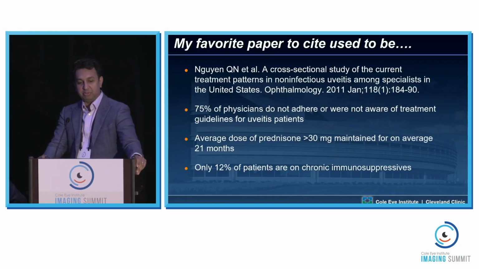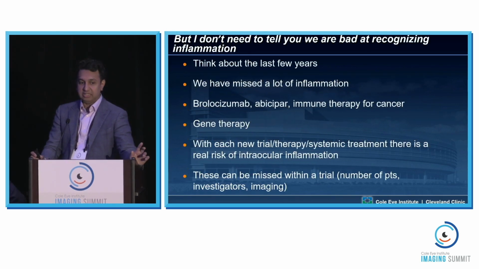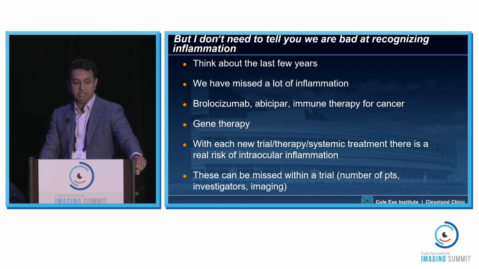I used to cite this paper. It was my favorite one. Basically summarized, we were terrible at taking care of uveitis patients, but I don't need to tell you that because you just need to pay attention to what's been going on in the past few years. We've missed a lot of inflammation, whether it's with drugs, whether it's immune therapy for cancer, whether it's gene therapy. With each new trial or therapy or systemic therapy, there's a real risk of intraocular inflammation.